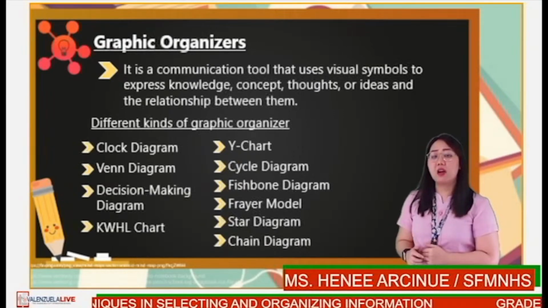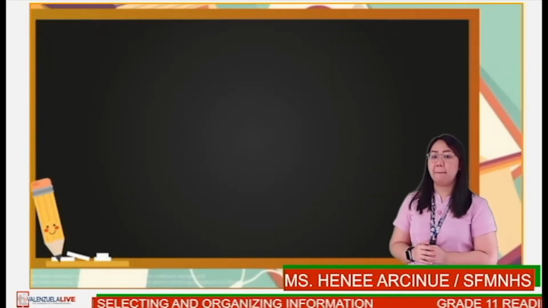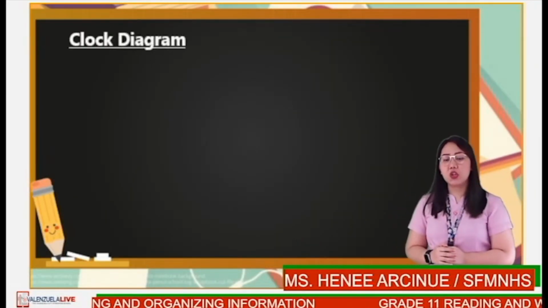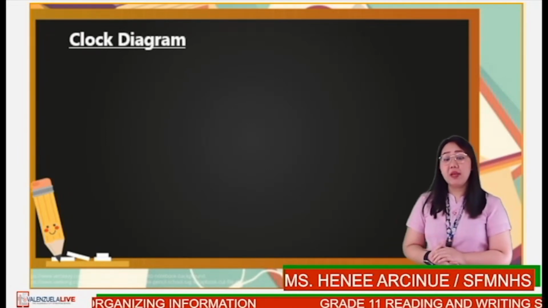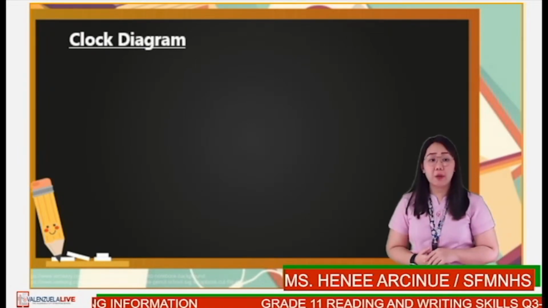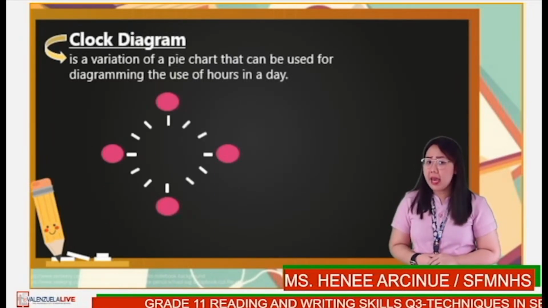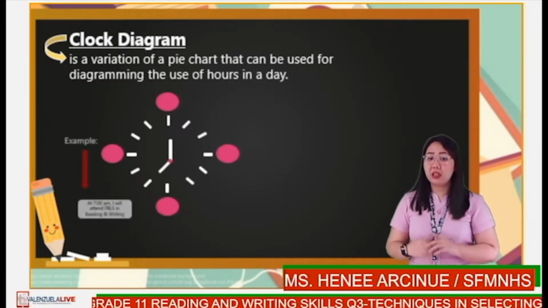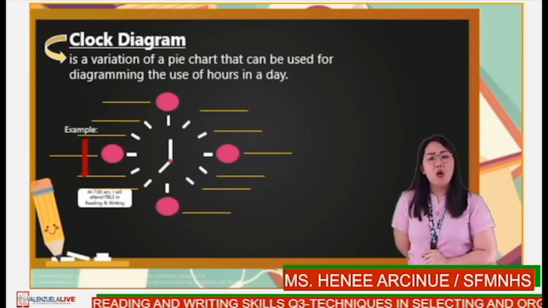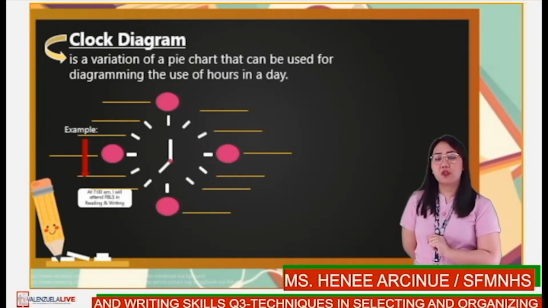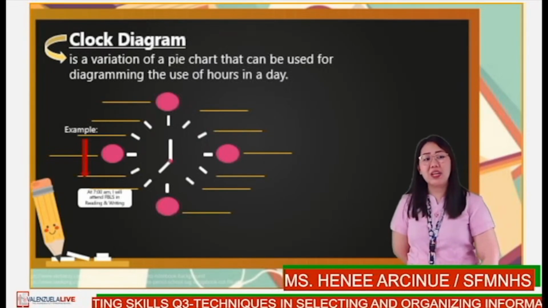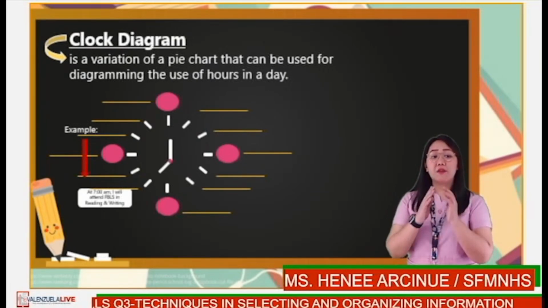Let us discuss first the clock diagram. It is a variation of a pie chart that can be used for diagramming the hours in a day. For example, at 7 o'clock a.m., I will attend Facebook live stream in reading and writing, or it can be used to illustrate how time is spent during the school day or the sequence of events in a story.